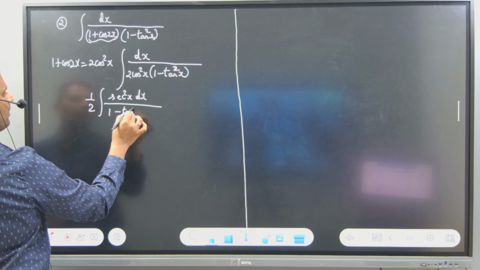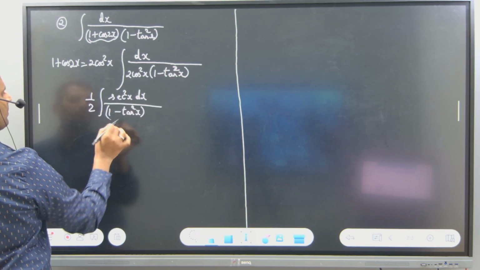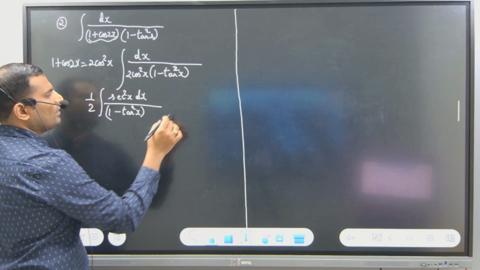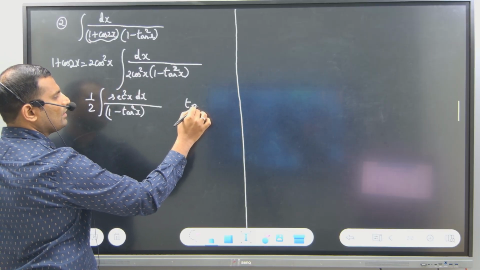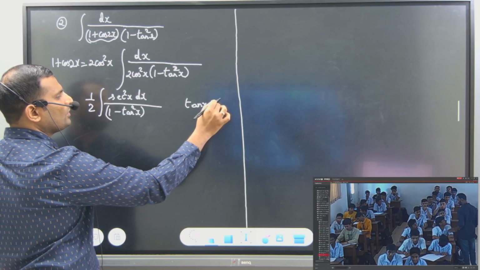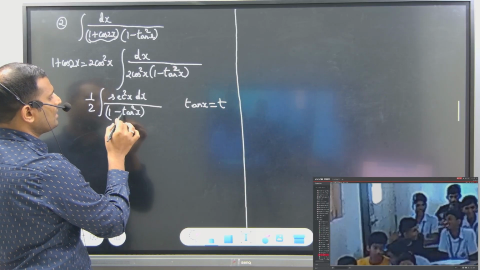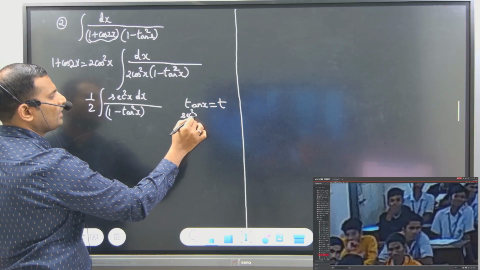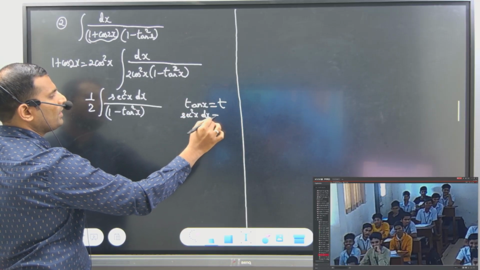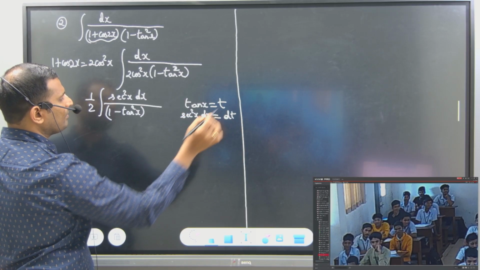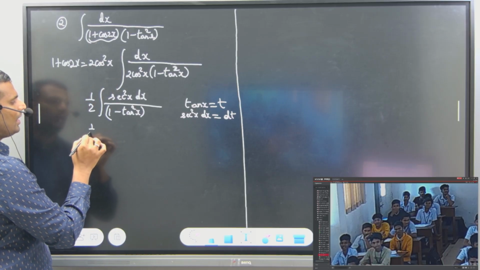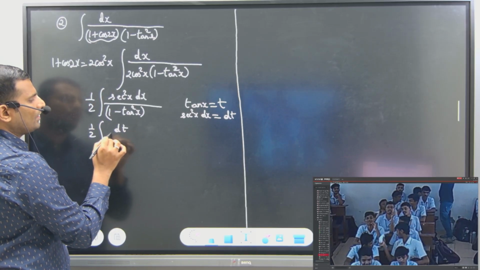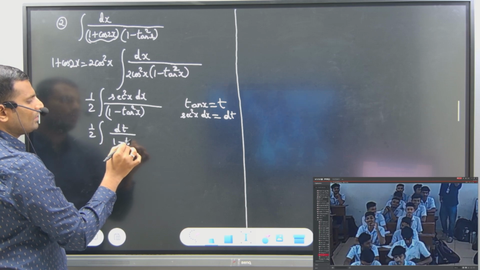Now you tell me, what is the next step? No, put tan x as t. Why should you put tan x as t? What is the derivative of tan x? Secant square x dx will become dt. So it will be half into dt by 1 minus t square.